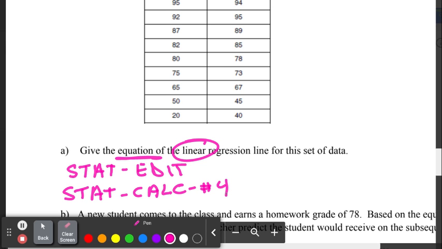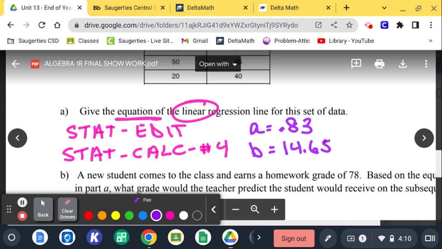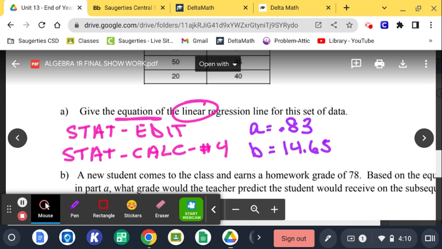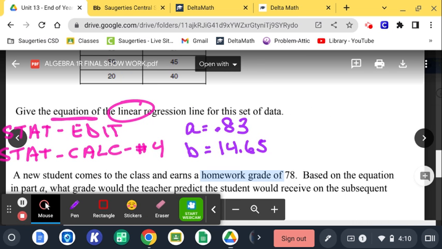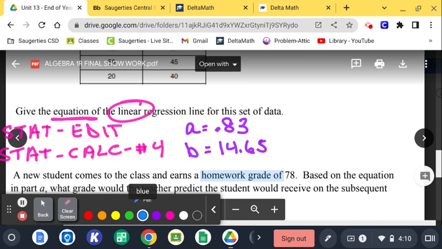It doesn't say what you have to round to. So if you're taking a test, I wouldn't round. Just write the whole decimal, and that way you don't have to worry about it. I'm going to pause my video, come back with the equation. So when I did stat edit and stat calc number 4, I got big decimals, but I just rounded. A is 0.83, B is 14.65. So our equation is y equals 0.83x plus 14.65.